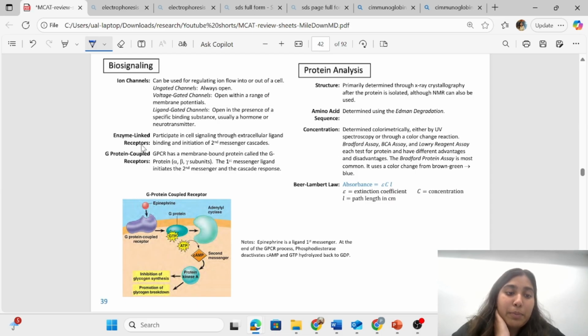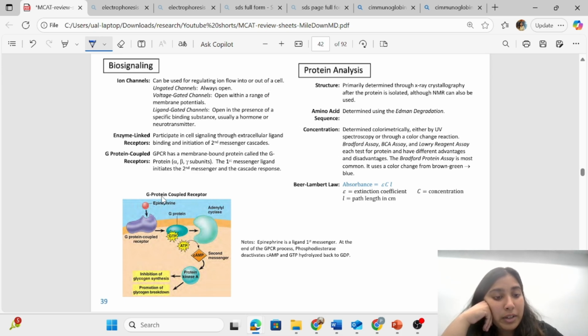Enzyme linked receptors participate in cell signaling through extracellular ligand binding and initiation of secondary messenger cascades. An example of an enzyme linked receptor is the G protein coupled receptor. First something will come and bind to one of the enzymes, and that enzyme will activate another enzyme which will create a secondary messenger, and that messenger will go to the target area or cell and make the changes. So as you see here, the G protein coupled receptor mechanism.